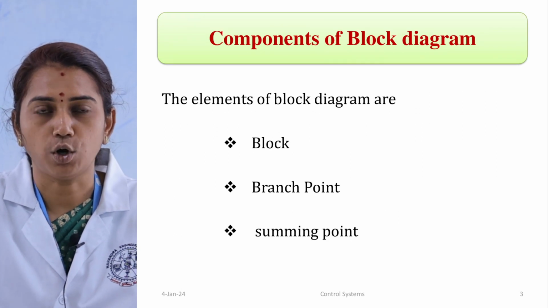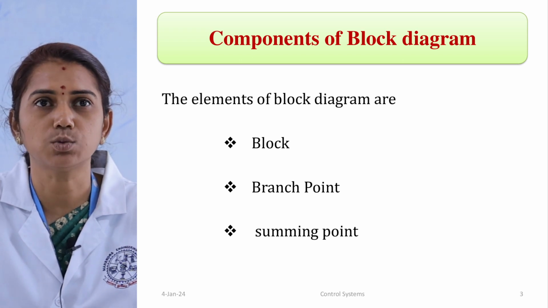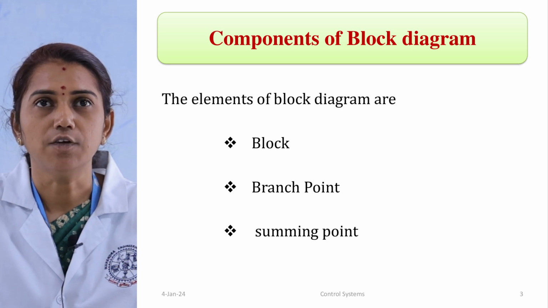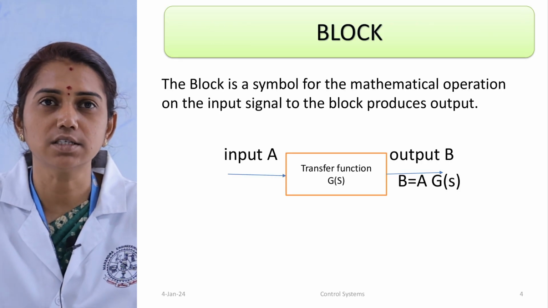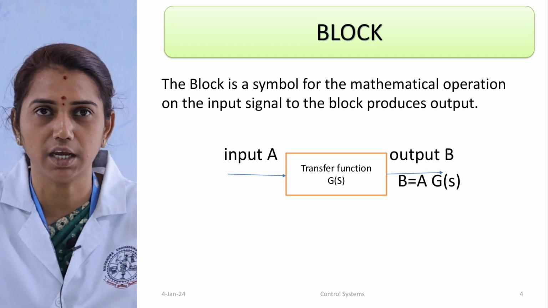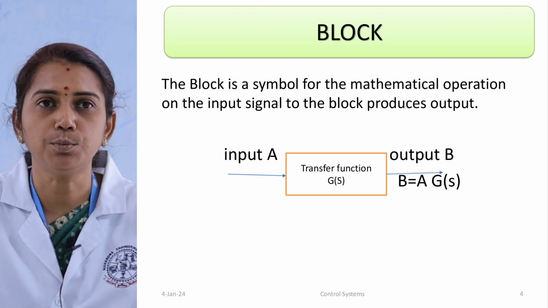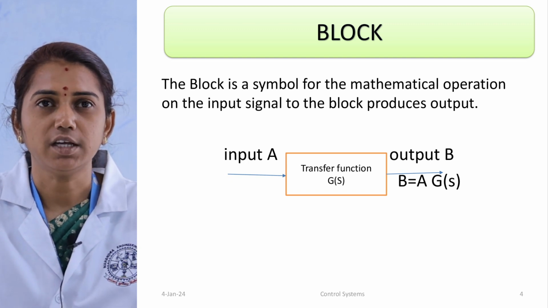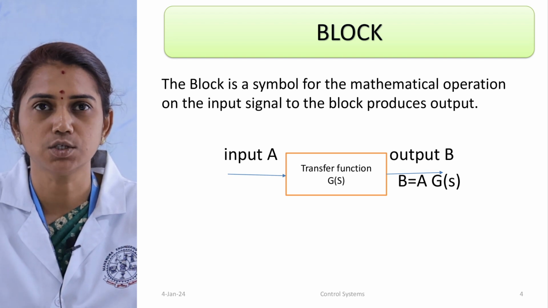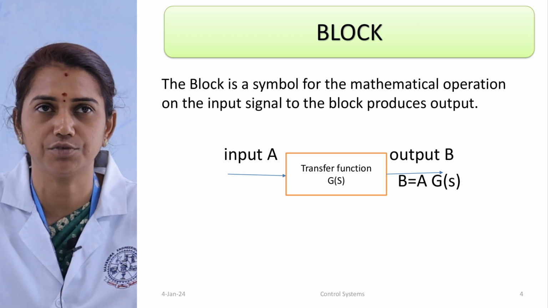The block diagram has three main components: first, the block; second, the branch point; and third, the summing point. First, the block. For one transfer function, we give one input, A, and the output is assumed to be B. So input A with the transfer function G(s) gives the output B equals A into G(s).